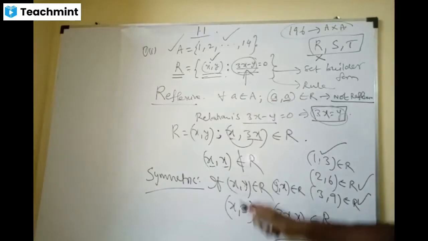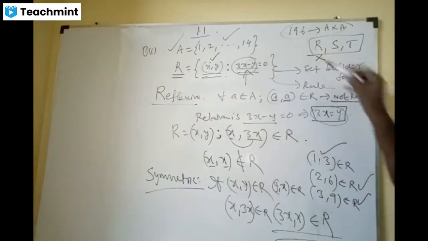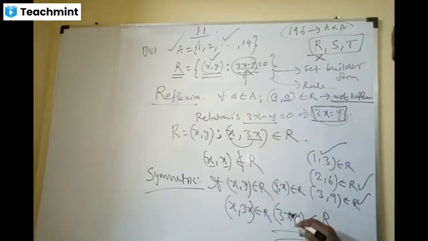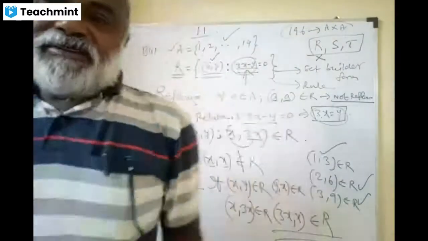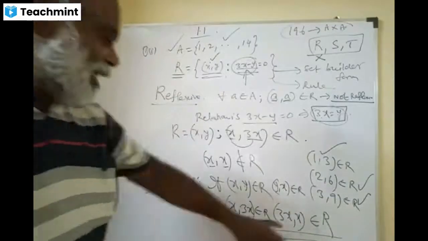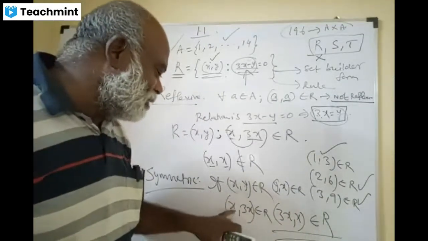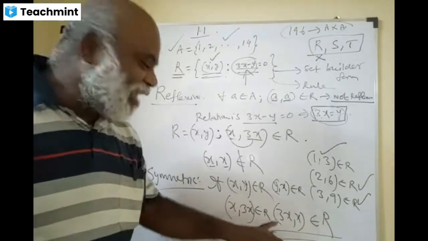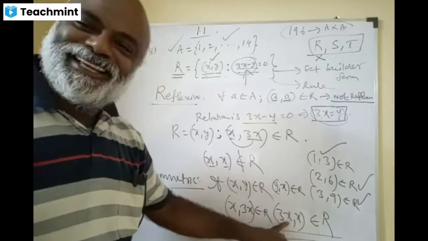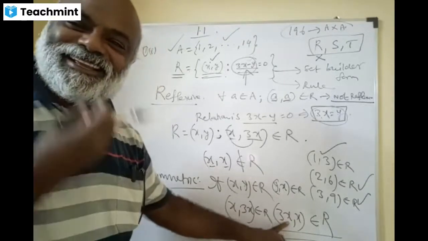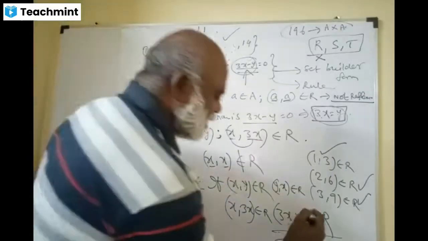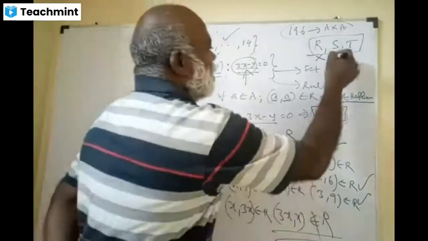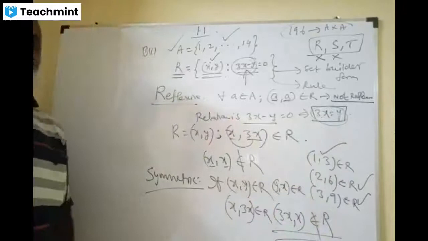X comma 3X belongs to this because 3X minus Y is 0, Y is 3X. But can you say, what is the rule here? The rule is the second element should be 3 times the first element. Now can you say here? No, sir. No, it does not belong to R. Therefore, it's not symmetric. Please follow this.